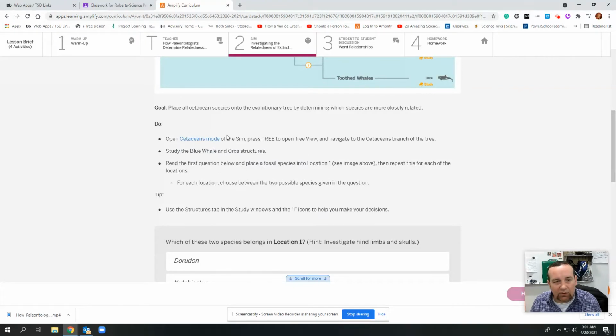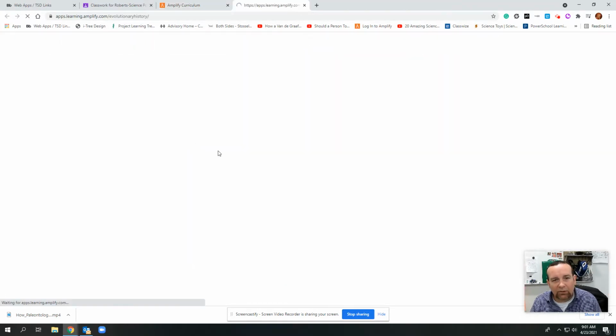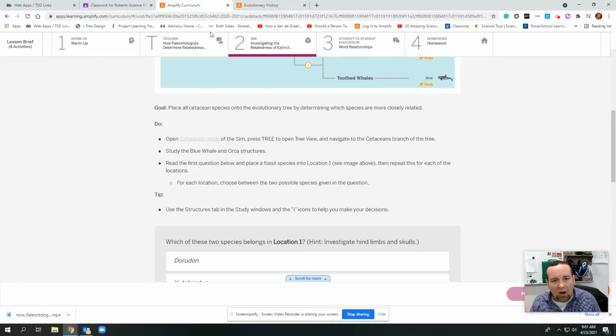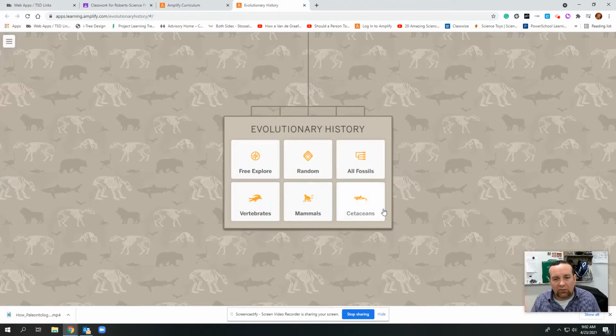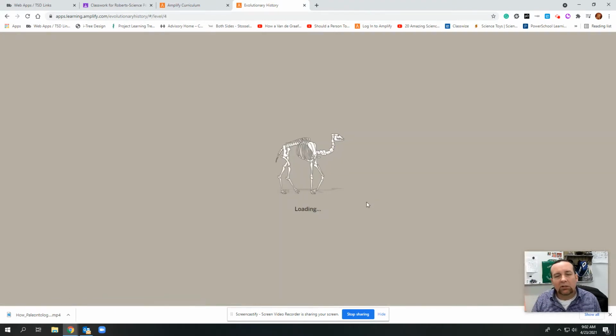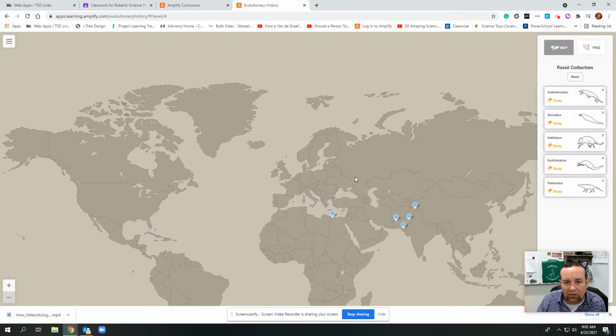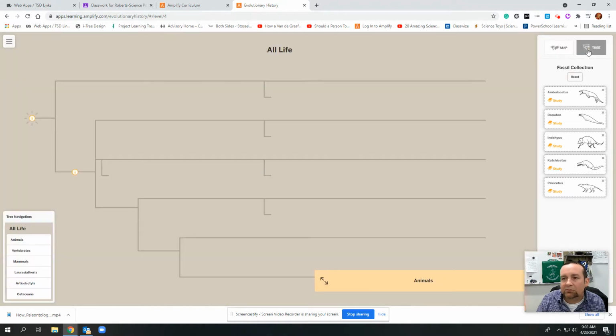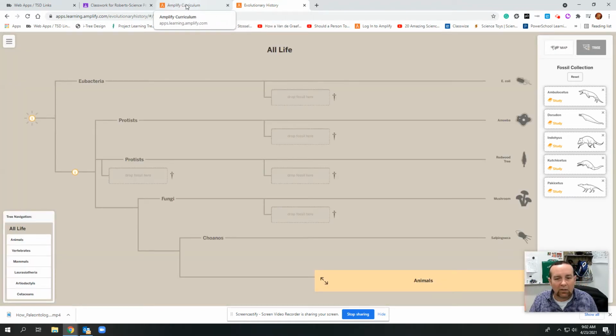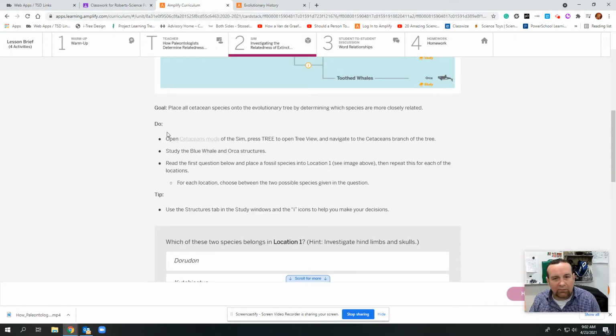So the first thing we should do is open up our sim, press the tree, and navigate to the cetaceans branch. We need to be in cetaceans mode. So we're in cetaceans here. And we can see the fossil remains of our cetaceans on our map. But we're going to go to tree view. And I am going to bounce back and forth between Amplify and the sim because that's what we've got to do.